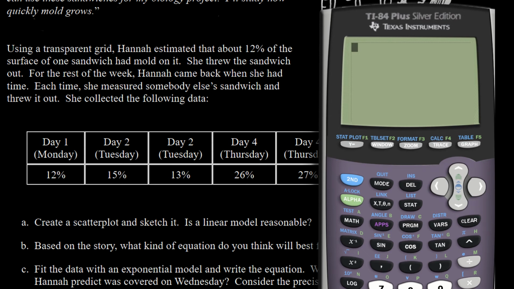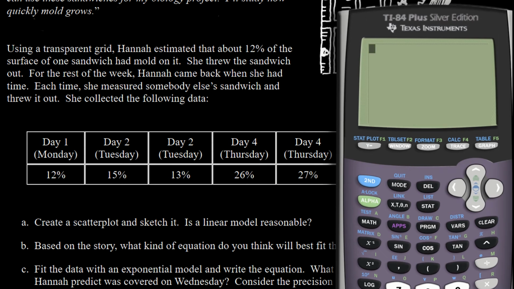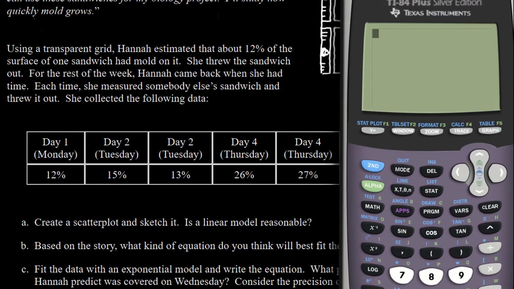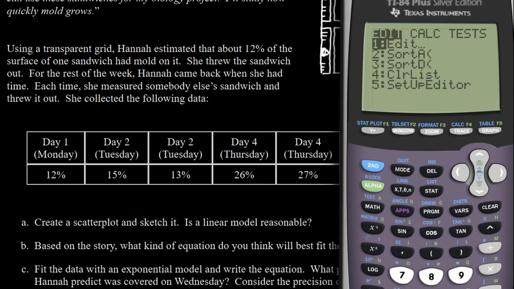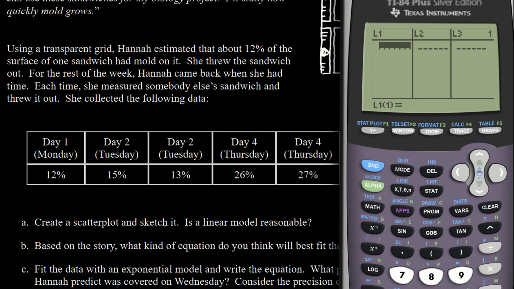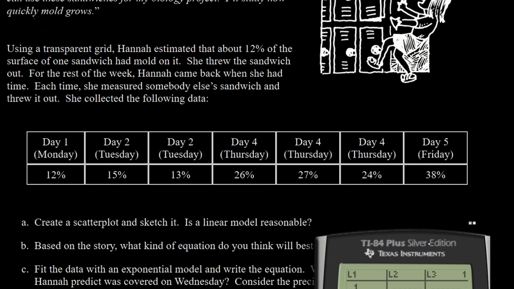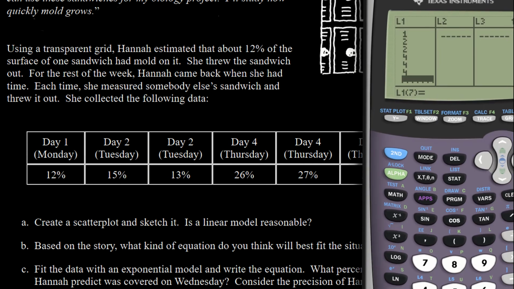It's been a while since we've looked at this, but let's go ahead and do this with our TI-84 calculators. I'm going to hit stat and edit to enter some data here. My X values will be the day number. So I've got a single day 1, and then day 2 happens twice. So day 2, day 2. And then day 4 happens 3 times. 1, 2, 3 times. And then day 5 happens just once. So I put a 5.